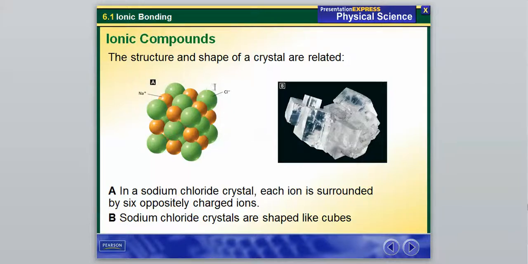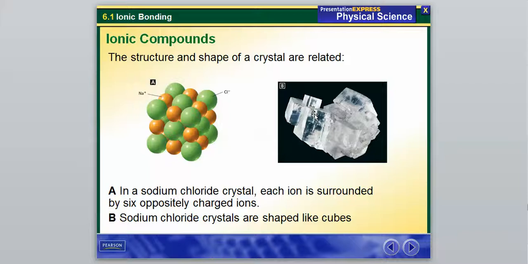And then over here, this is the actual shape of sodium chloride. So it is shaped like a cube. On the atomic level, it's shaped like a cube, and on its physical, eye level, visible level, it is shaped like a cube as well. So the shape of an ion at its lowest level is directly related to the shape of the ionic compound.